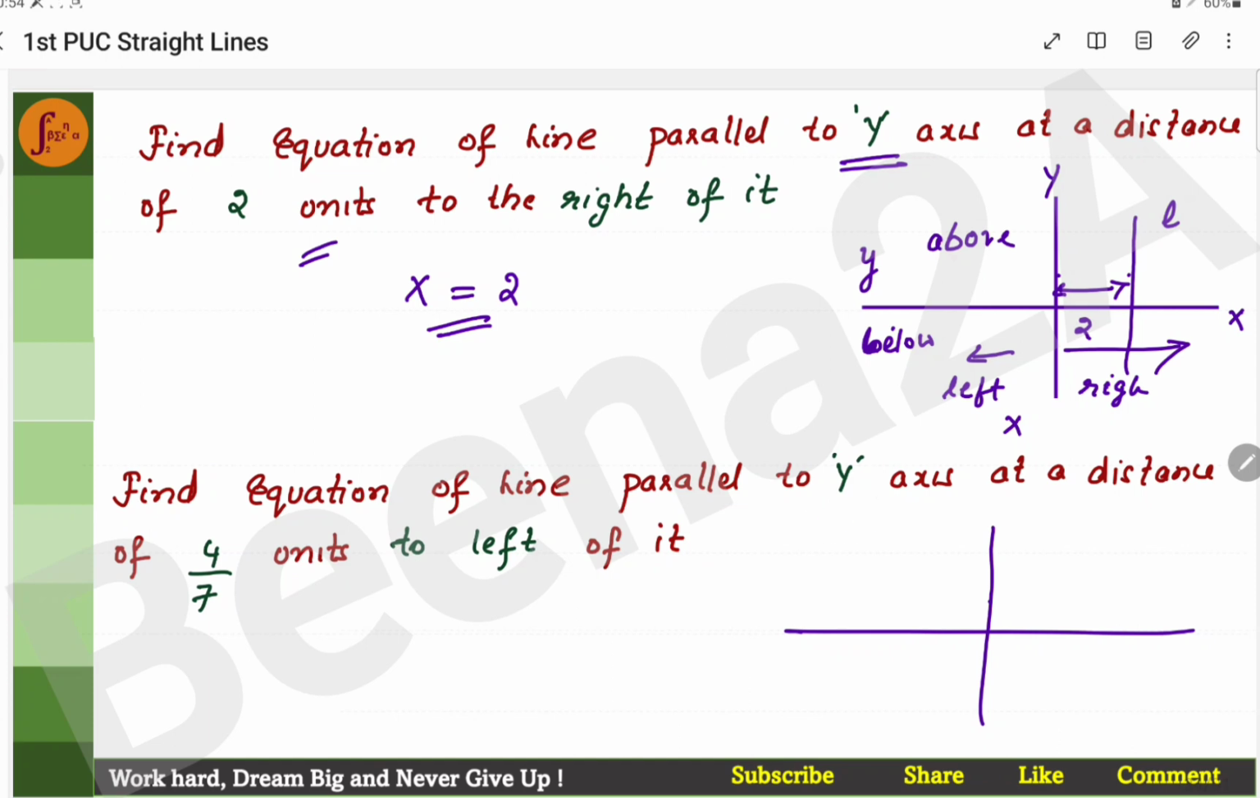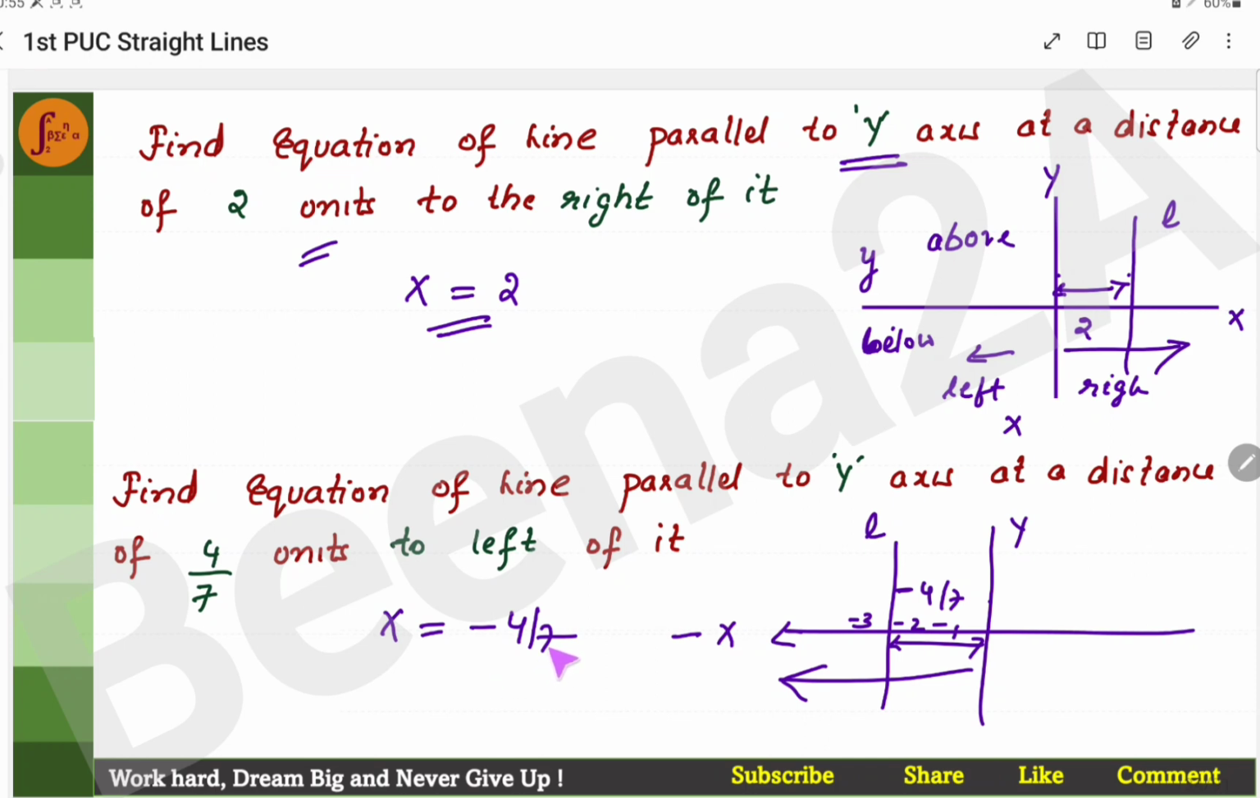Find the equation of a line parallel to the y-axis at a distance of 4/7 units to the left of it. This is towards the left, and 4/7 units is the distance between the y-axis and the line. Again, it's going to be x is equal to 4/7 to the left. This is the negative x-axis, where the values are -1, -2, -3, all negative. So it's 4/7 units to the left, which is -4/7.